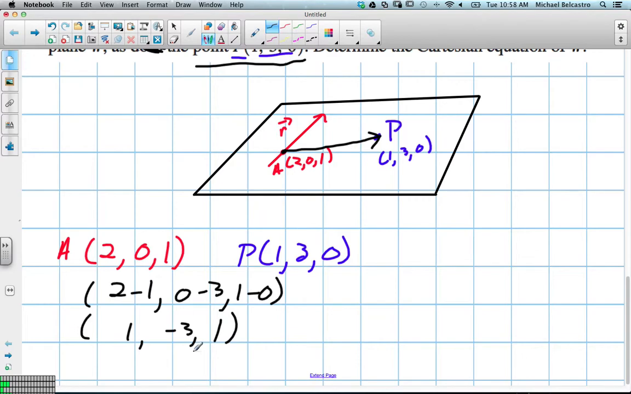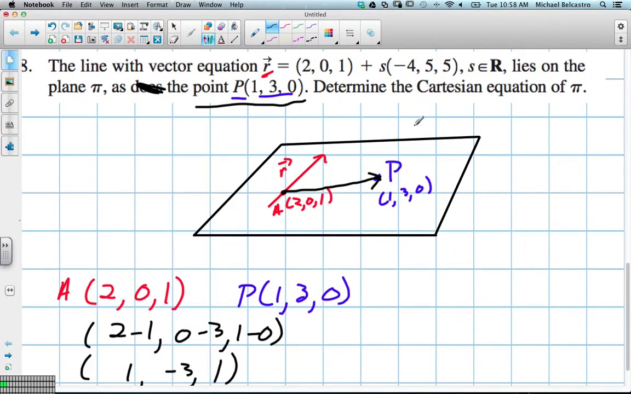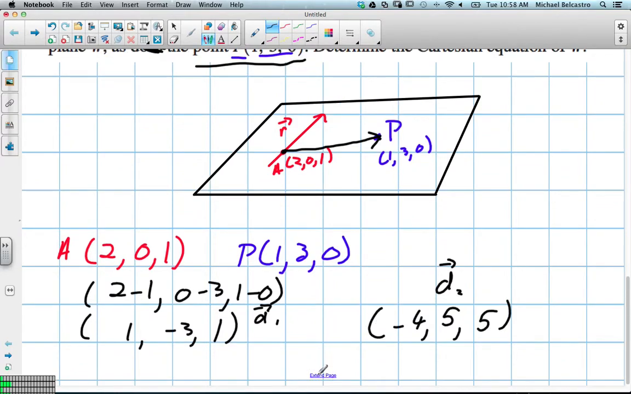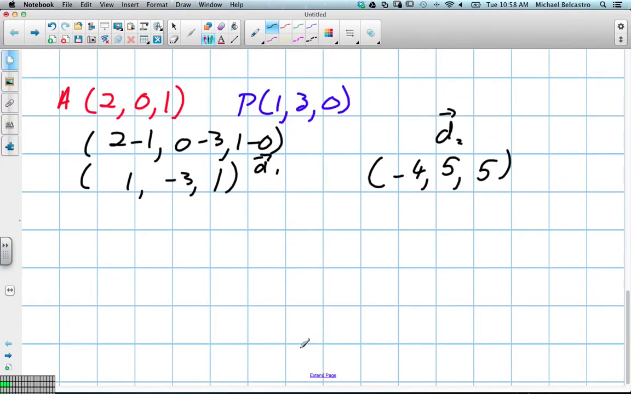Okay? So now that we have that information, we have this direction vector from AP, and we also have the direction vector for vector R, which is negative 4, 5, and 5. Okay, so we'll call this direction vector 2 and direction vector 1. With those two direction vectors, we can find a normal. Does anyone remember how we can find a normal to two vectors? Cross product. Yes, cross product, okay? So we're going to find the cross product of these two vectors, and that will then give us a normal, a vector that is perpendicular to our plane.